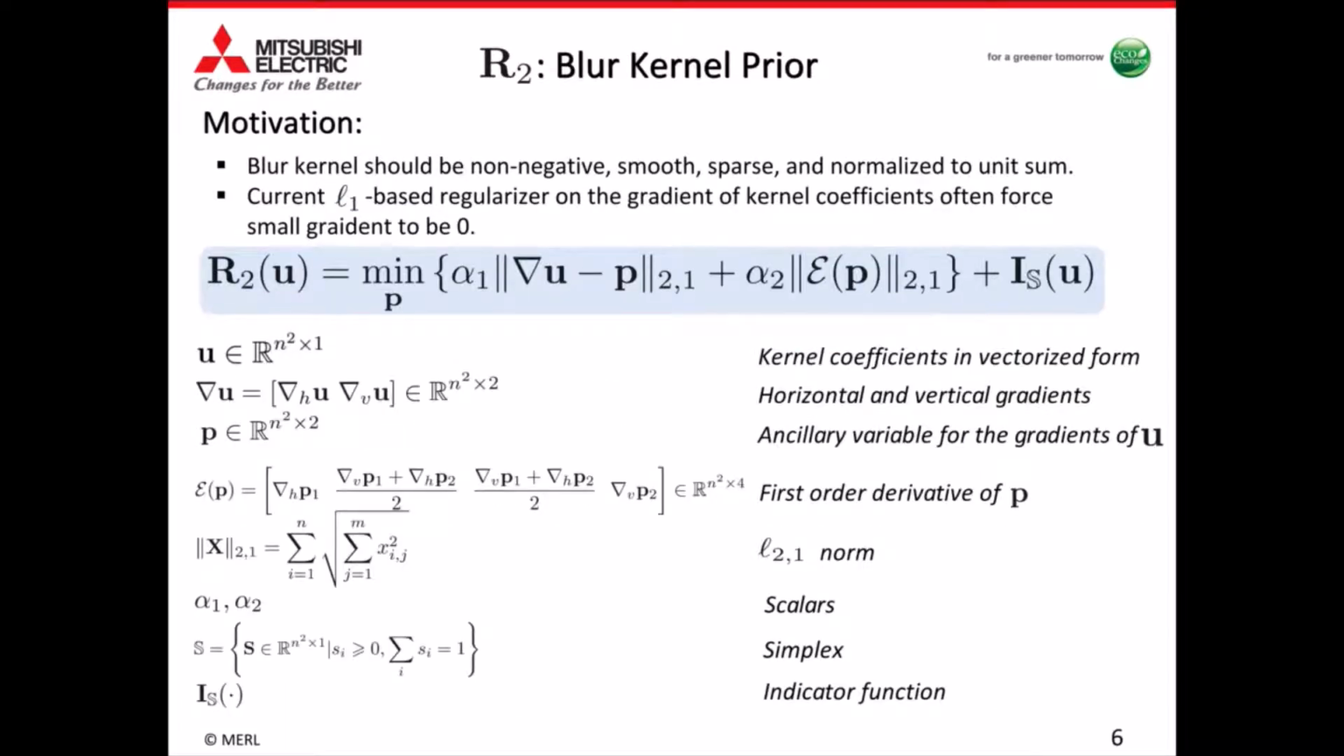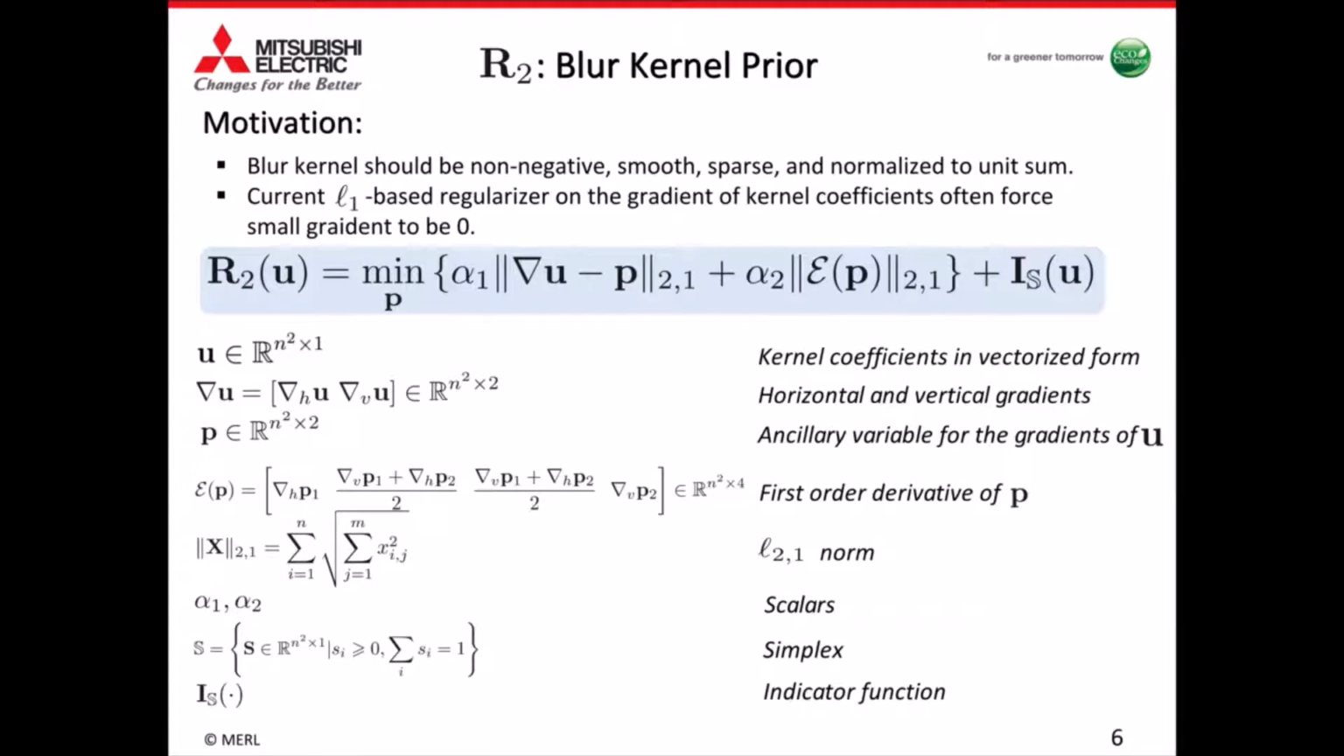For the regularizer on the blur kernel, let's think about the two-dimensional Gaussian filter, which is non-negative and smooth with sparse coefficients, and the coefficients are normalized to unit sum. Unfortunately, current L1-based regularizers on the gradient of the kernel coefficients often force small gradients to be zero. To address this problem, we use second-order total generalized variation on the filter coefficients. That is, we also enforce the second-order gradients of the filter coefficients to be small.